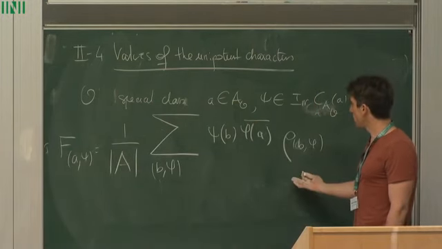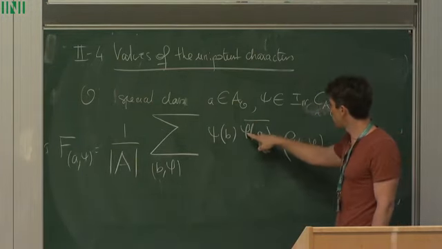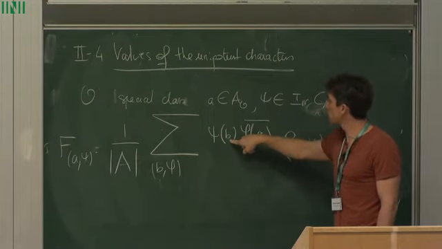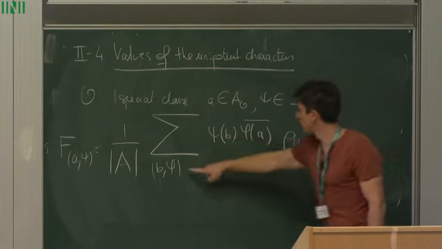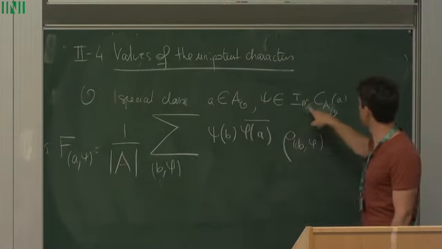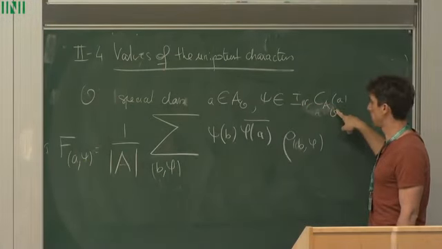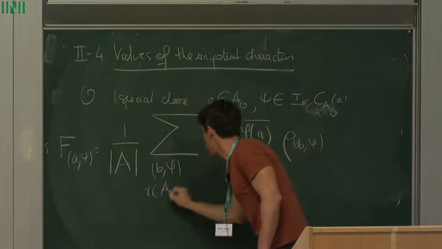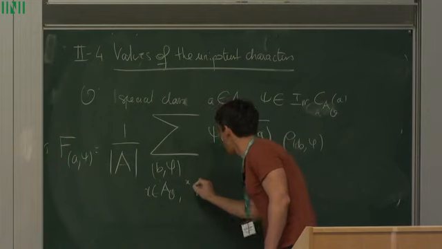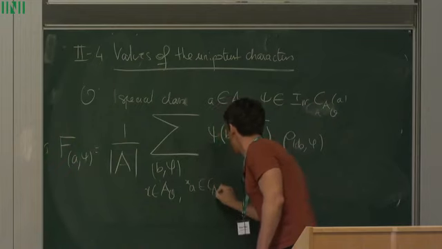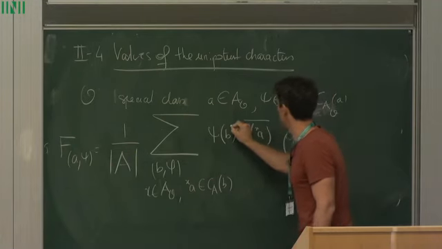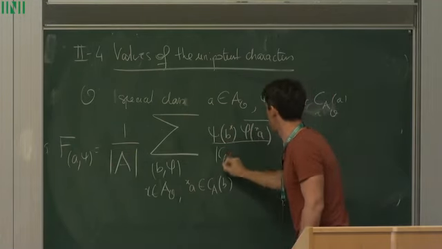And I can only do this if it makes sense to look at the value of phi at A and psi at B. So if B centralizes A, because psi is an irreducible character of the centralizer of A. Okay, so for this formula to make sense, I have to make it more complicated, and I have to look at all the conjugates of A which centralize B. And now I can look at this formula here that I have to normalize.